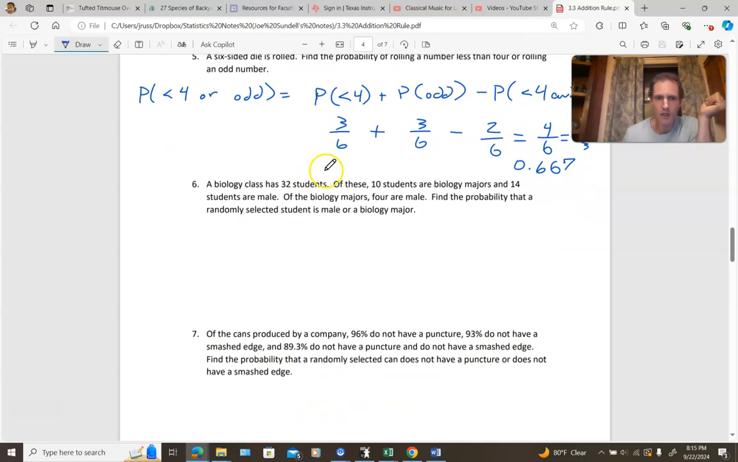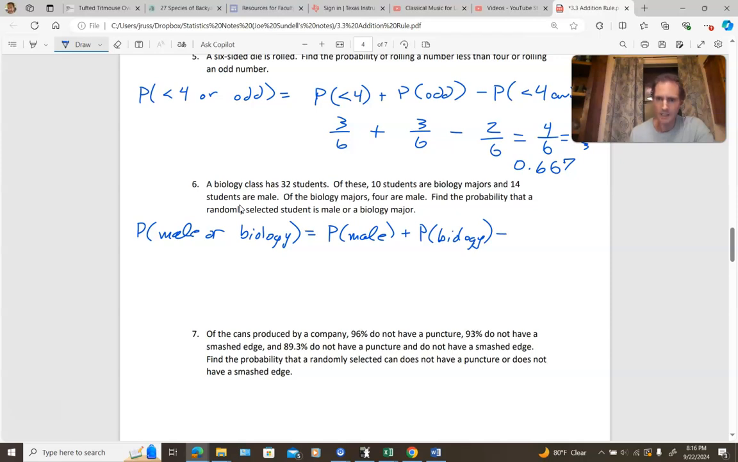All right, number 6. A biology class has 32 students. Of these, 10 are biology majors and 14 students are male. So of the biology majors, 4 of them are male. So we want to find the probability that a randomly selected student is male or a biology major. So probability the student is male, or I'm just going to put biology. Okay. So this would be the probability that the student is male plus the probability that the student is a biology major minus the intersection.